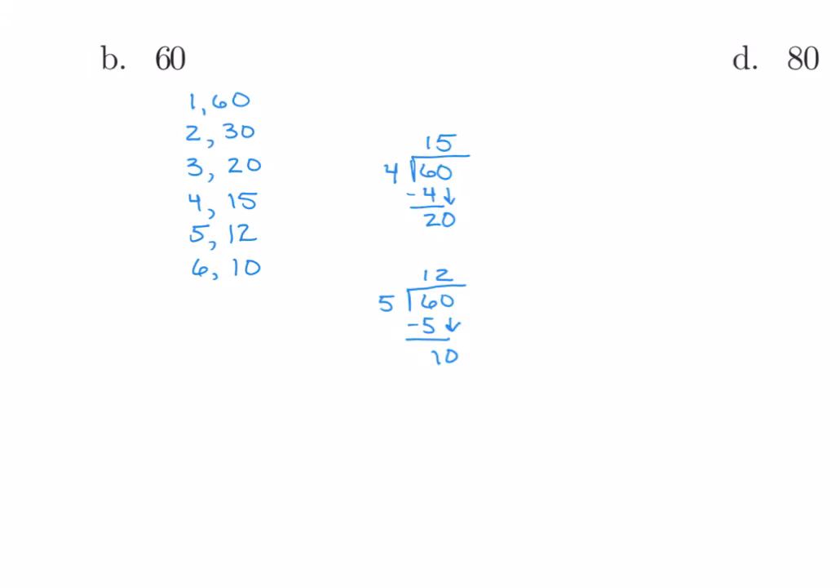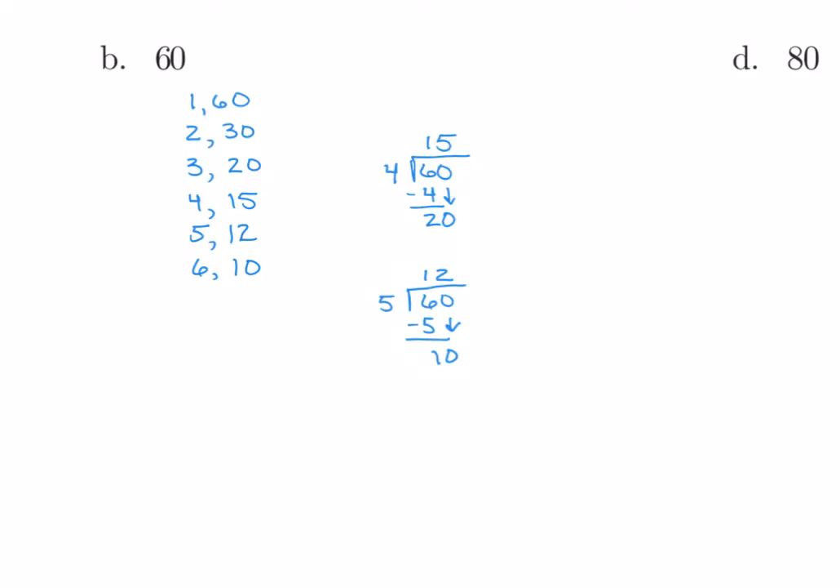60 is not divisible by 7. 7 will get you to 56 or 63, but not 60. It is not divisible by 8. 8 will get you to 56 or 64. It is not divisible by 9.